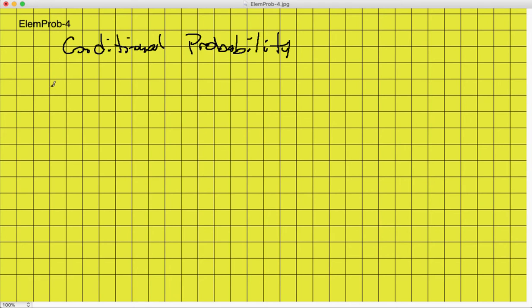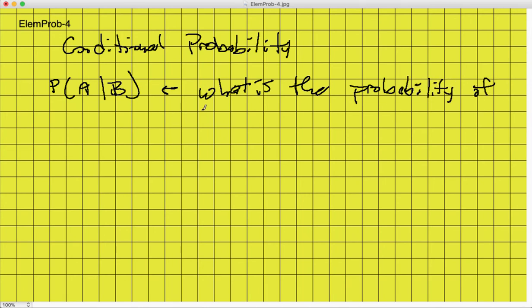And mathematically, a conditional probability, we write this way. And the way that we read that is, we say, what is the probability of A given that B has occurred? And that's a very different question.